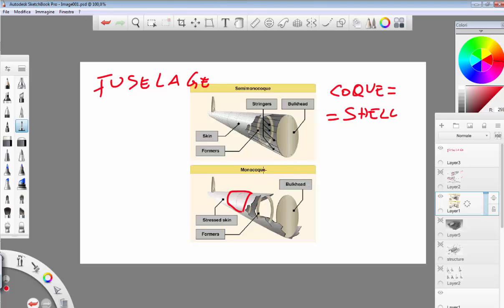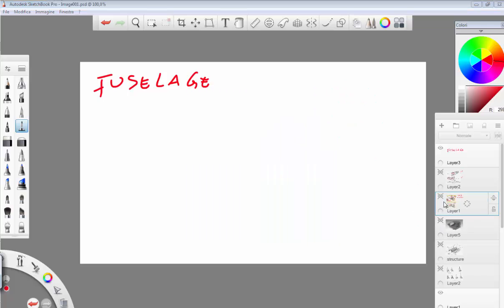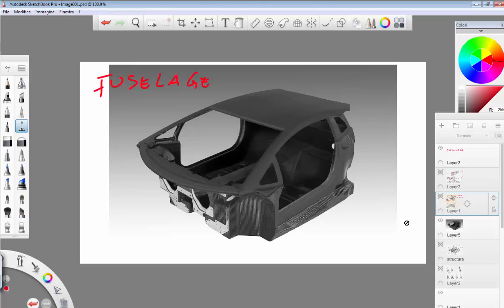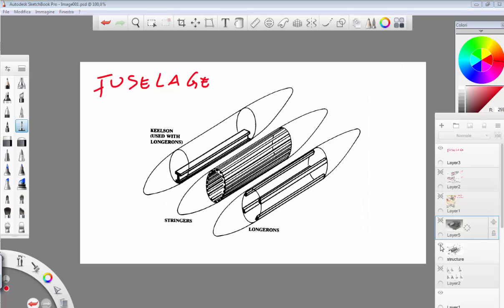The enhancement of the monocoque fuselage was the semi-monocoque, which adds the stringer, the bulkhead, the skin, and former or ribs, or whatever you want to call them. I mean, it's just about names. Important is the function. Monocoque is also used in the car industry. For example, this is a Lamborghini. It's a monocoque, which means it's a single shell. This is a single part.